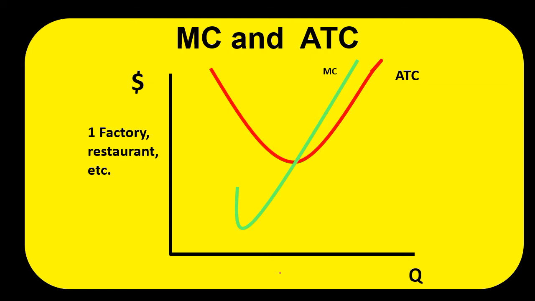Okay? So I put them both on the graph at the same time. The most important thing to remember here is this point right here. The marginal cost will always go through the lowest point on the average cost. Let me say that again. The marginal cost will always go through the very bottom of the average cost. Why? The average cost is always moving toward the marginal cost.